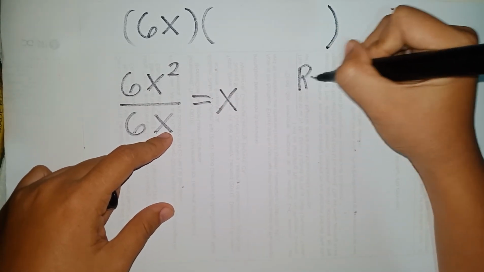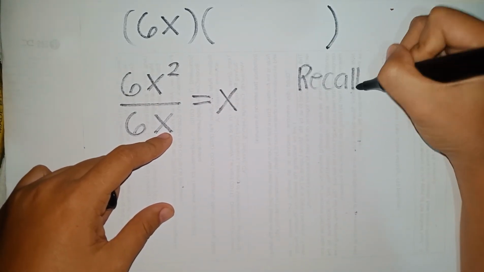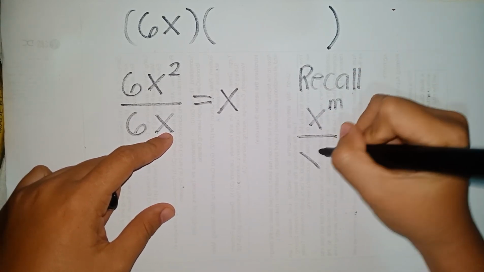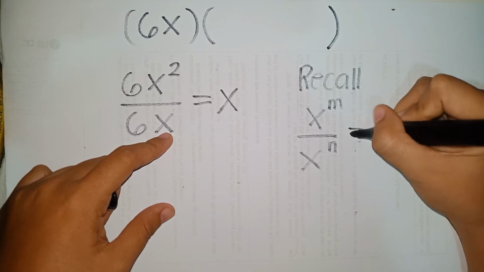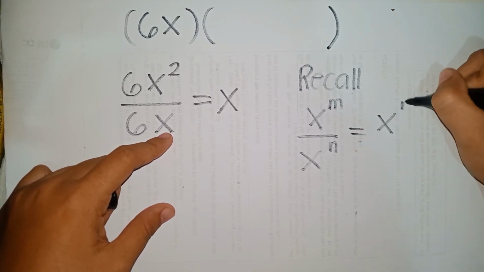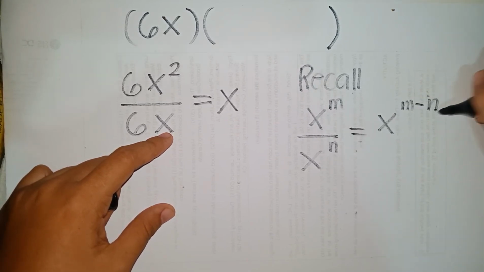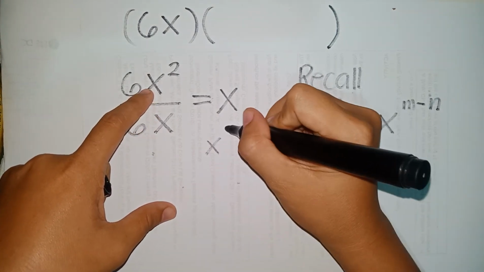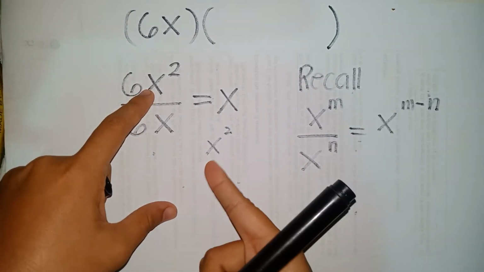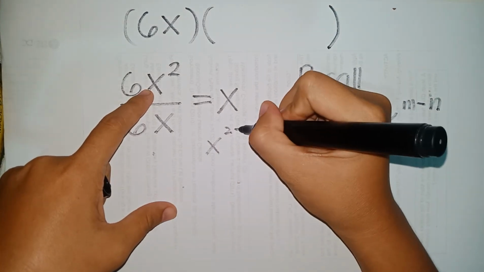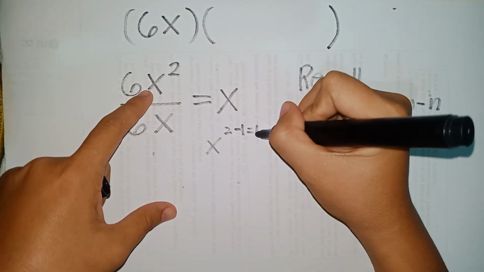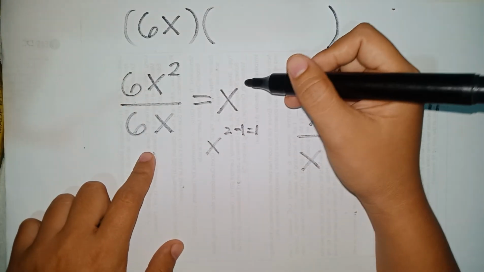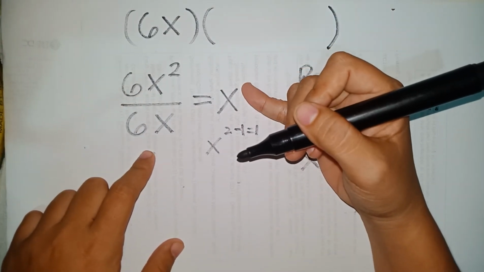You have to recall the law of exponents. x raised to m over x raised to n equals x raised to m minus n. So in this case, x squared minus 1. So that's equal to x raised to 1. No need to write 1 here. It's understood that the exponent is 1.